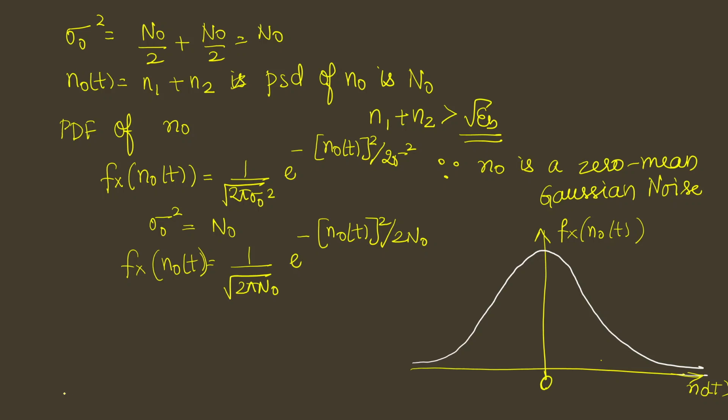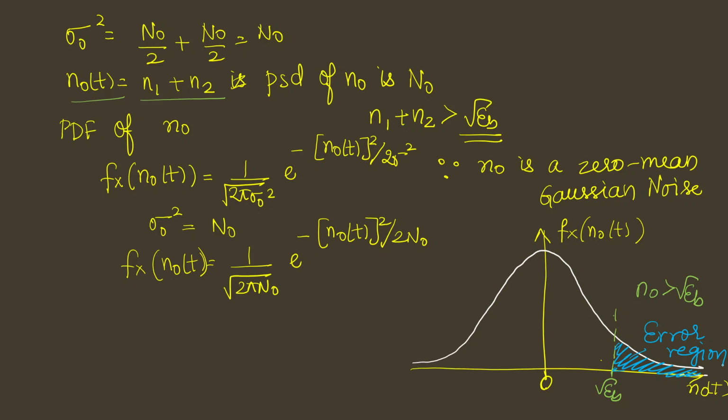Depending on the error condition, we can say that the added sum, that is n naught equal to n1 plus n2, can be mapped over here. If the value of this n naught exceeds a certain reference value, root Eb, then we call that particular case the error condition. So marking this root Eb, if n naught is greater than this value, then the error region will be given by this portion, because all the values of n naught beyond root Eb are said to be an erroneous region. This is what we call the error region.